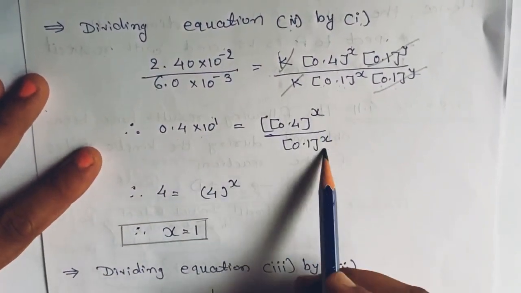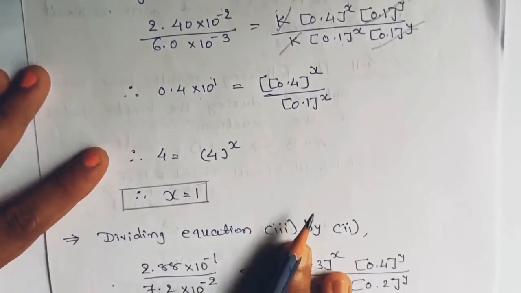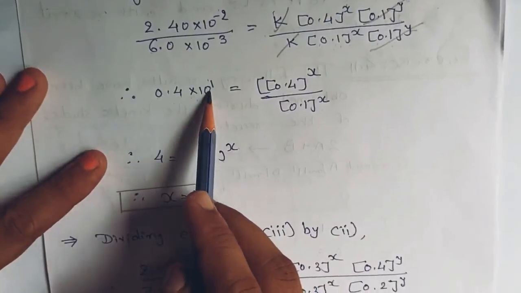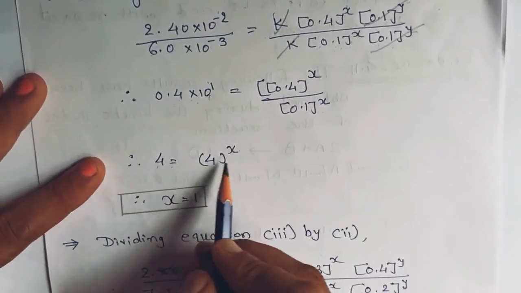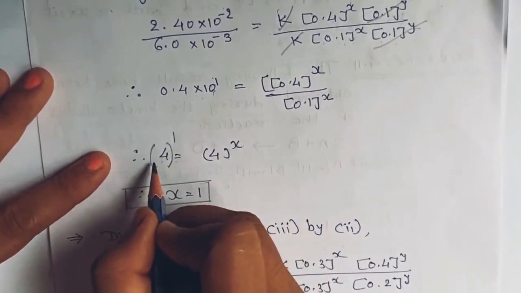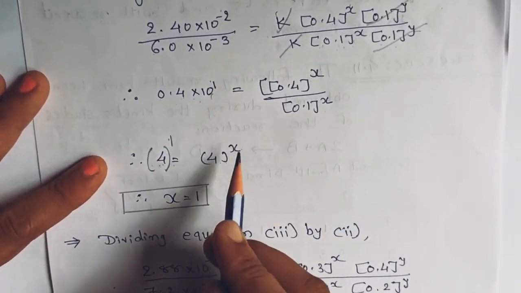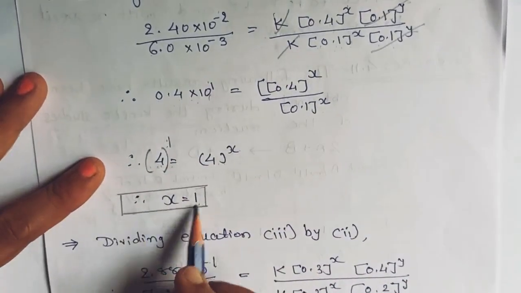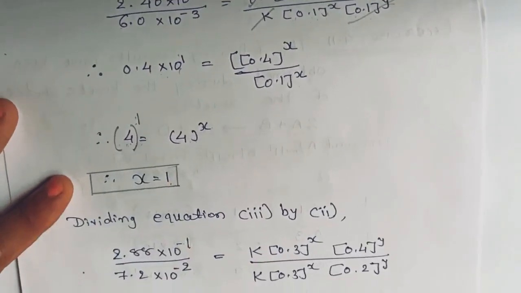Here the exponents are the same, so you can write 4 to the power x, right? And 0.4 into 10 to the power 1 is also equal to 4. Here you can see that both bases are the same. You can write 4 to the power 1. If the base is the same, you can compare the exponents. So x will be 1, right? You can easily get this x.